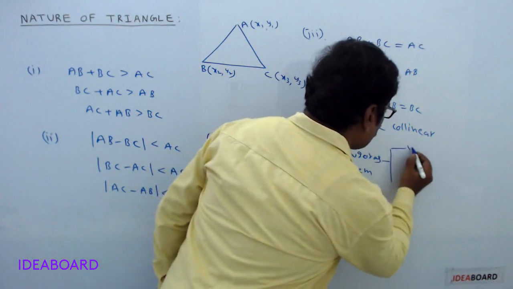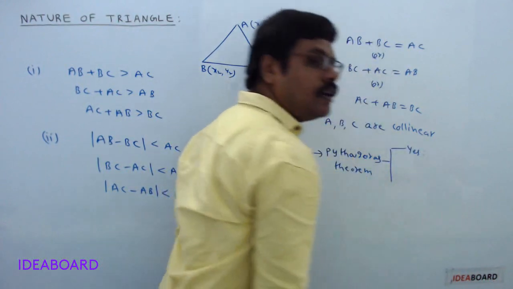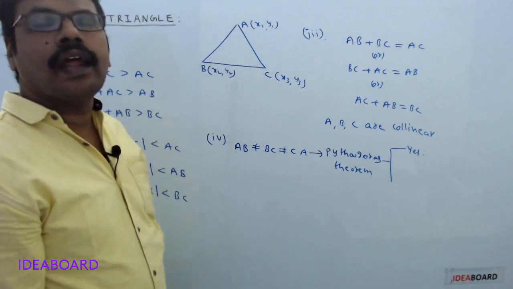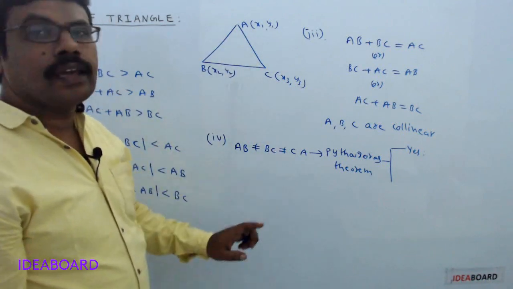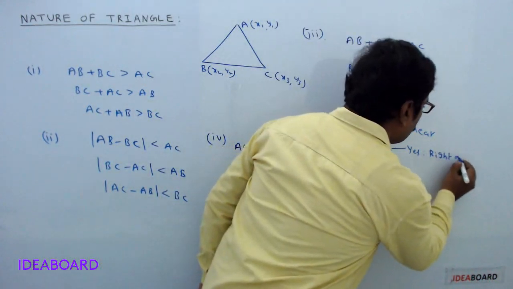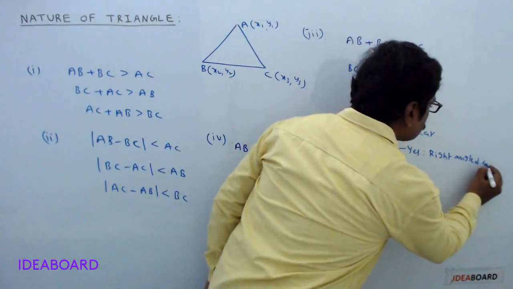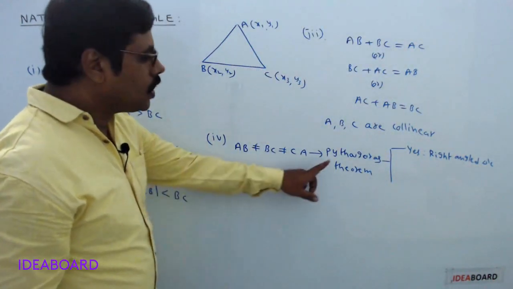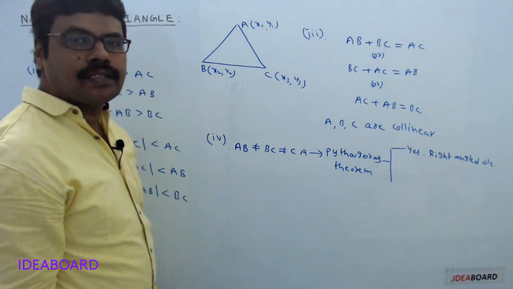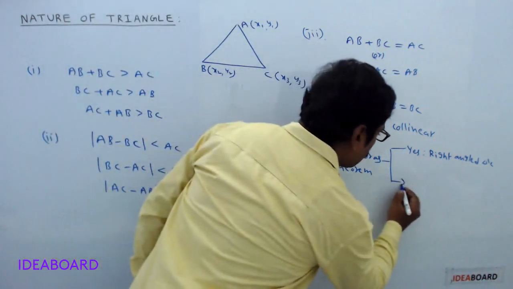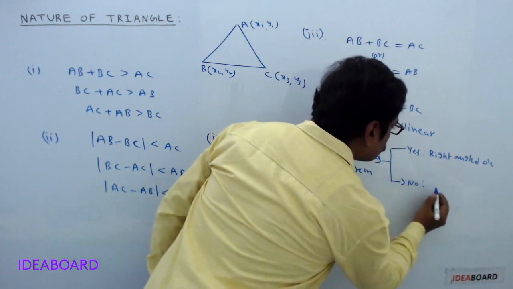Suppose that condition is satisfied, then these 3 points form a right angled triangle. It is a right angled triangle. Suppose these three values do not satisfy the Pythagoras theorem condition, then these three vertices form a scalene triangle.